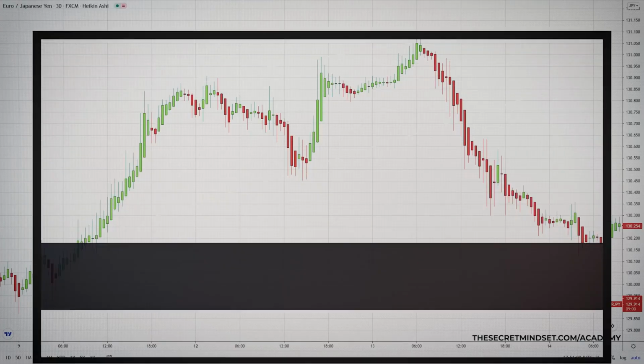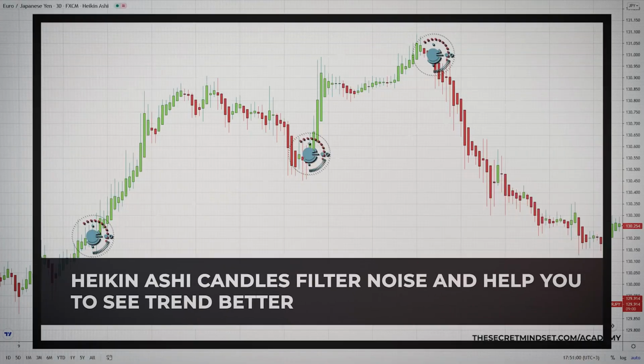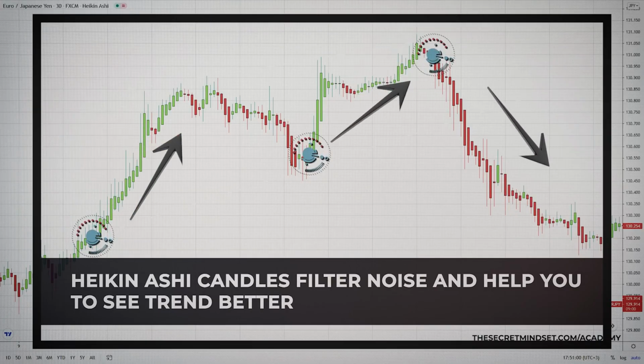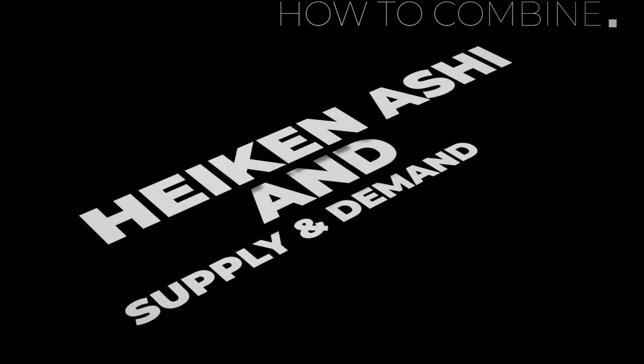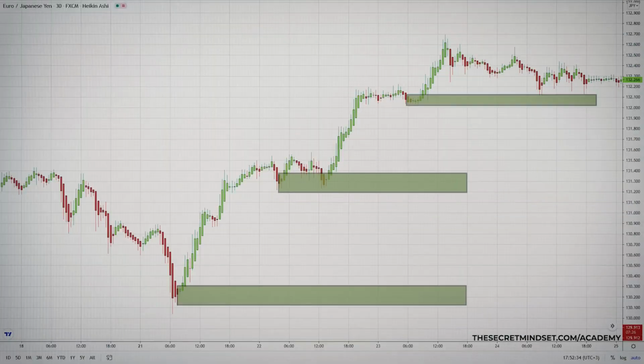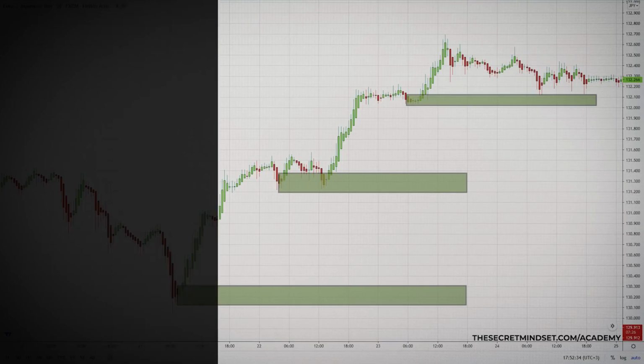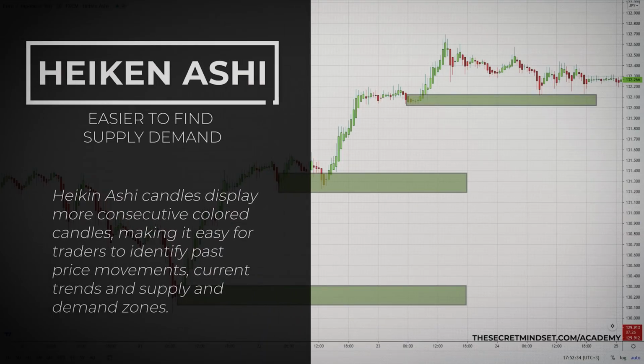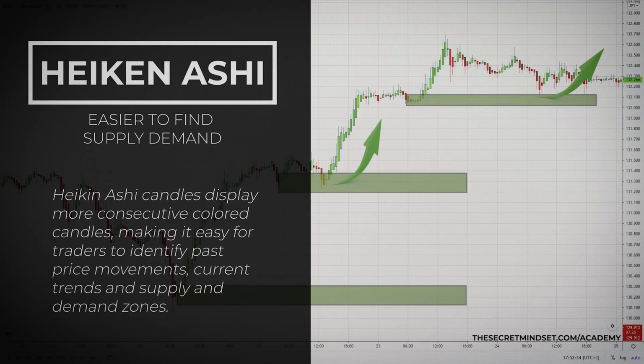I don't want to insist too much on this topic, as I have several videos on this channel explaining how these candlesticks work. Just remember that Heiken Ashi filters noise and helps you to see the trend better. So why trade supply and demand areas using Heiken Ashi? As you know, the candles on a traditional candlestick chart usually change from green to red, making it difficult for some traders to read them properly.